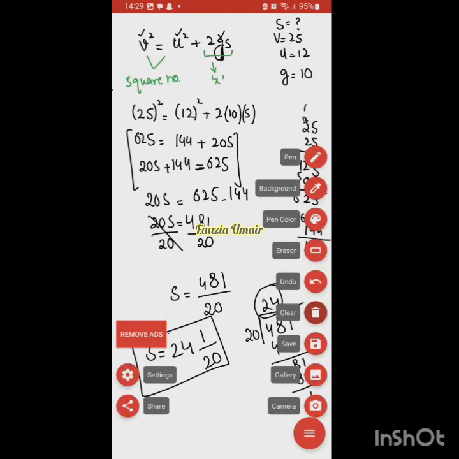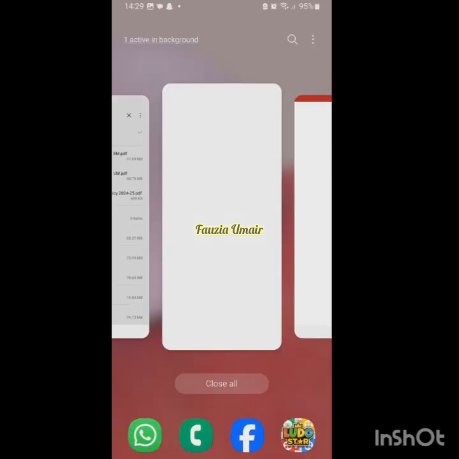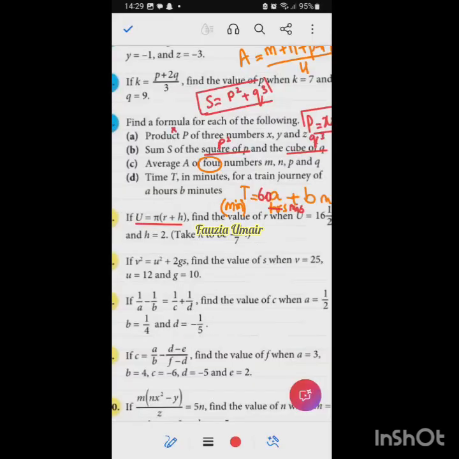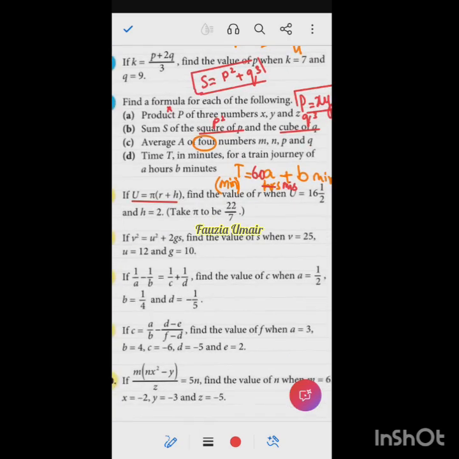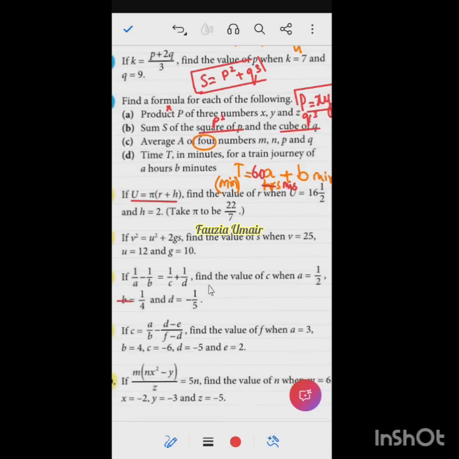So moving on to question number 8. So question number 8 is this question. If 1 by A minus 1 by B is equal to 1 by C plus 1 by D, find the value of C. Find C when A is equal to 1 by 2, B is equal to 1 by 4, D is equal to minus 1 by 5.